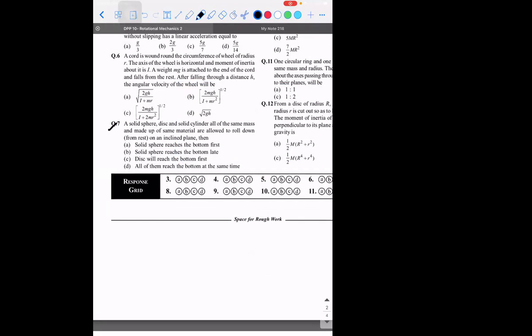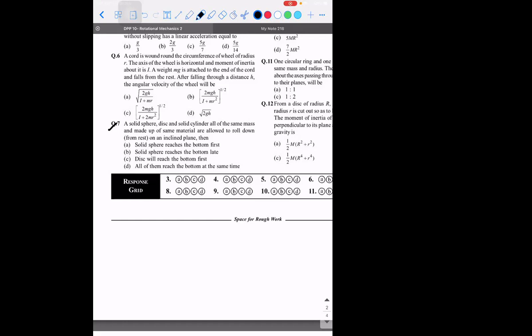A solid sphere, disk, and solid cylinder, all of the same mass and made up of the same material, are allowed to roll down from rest on an inclined plane. Then who will reach the bottom first? Any object will be able to reach the bottom first, provided it has greater velocity. I'm talking about a comparative basis. Should it have greater velocity or less velocity? Greater velocity.